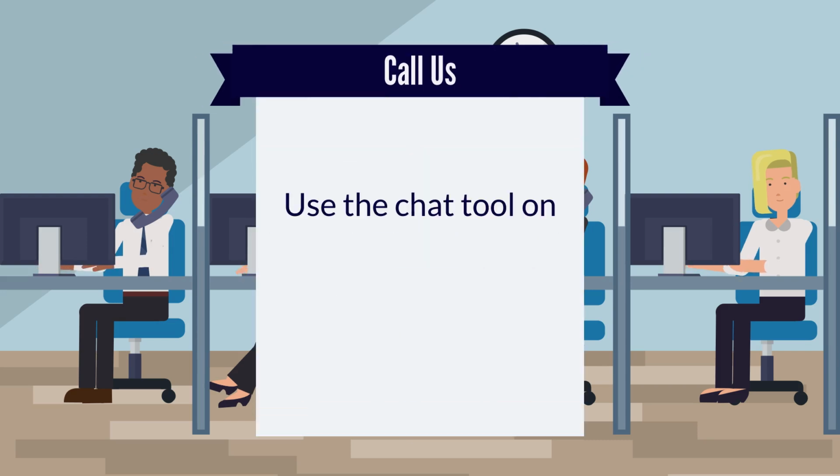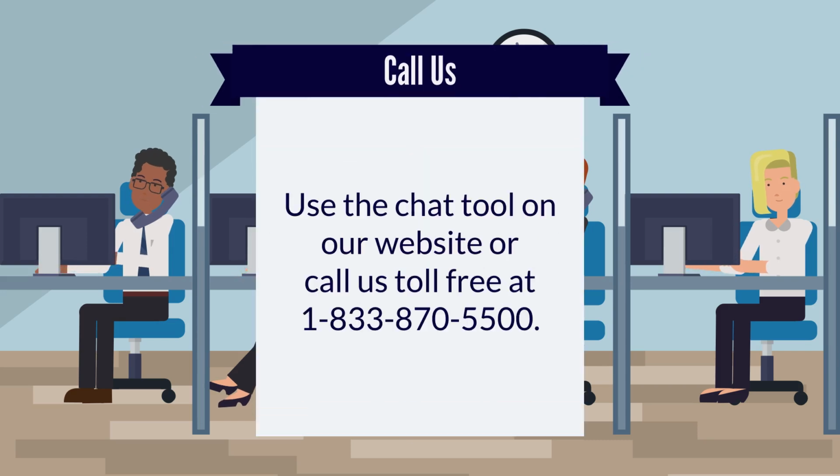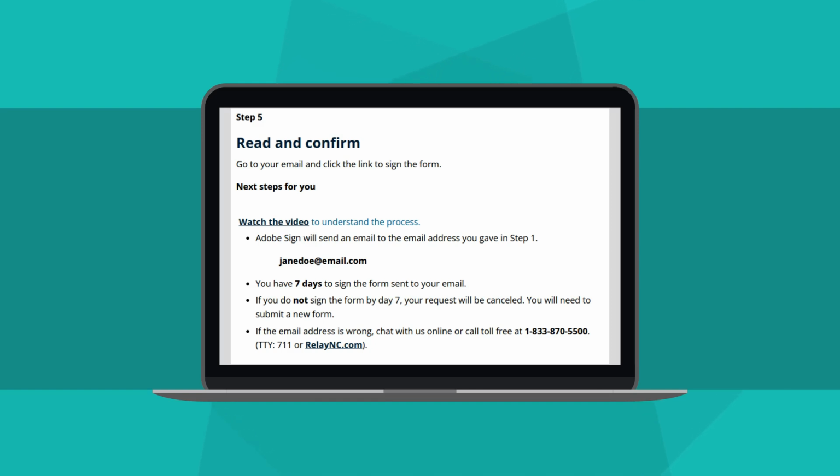A call center with a drop-down banner providing information and a phone number. If you have not received a link within 5 minutes, or if the email address or phone number listed is incorrect, use the chat tool on our website or call us toll-free at 1-833-870-5500. A computer screen displaying additional information about what happens next. Additional information about what happens next will be displayed depending on which option you chose.